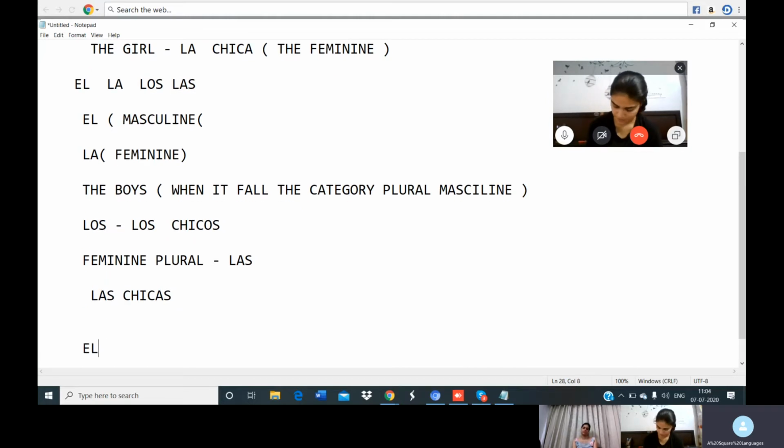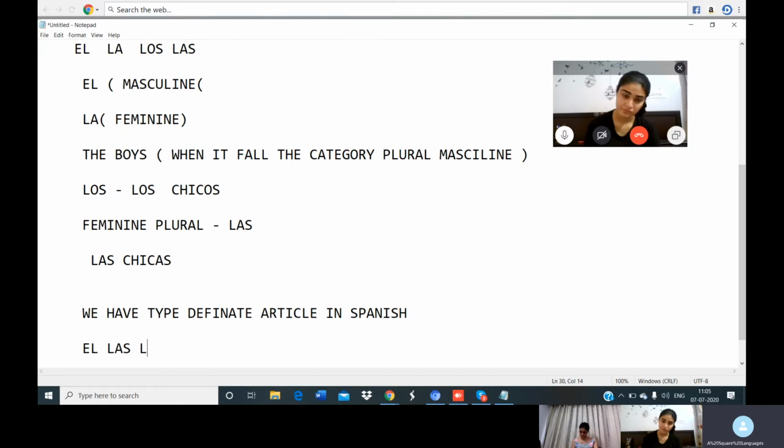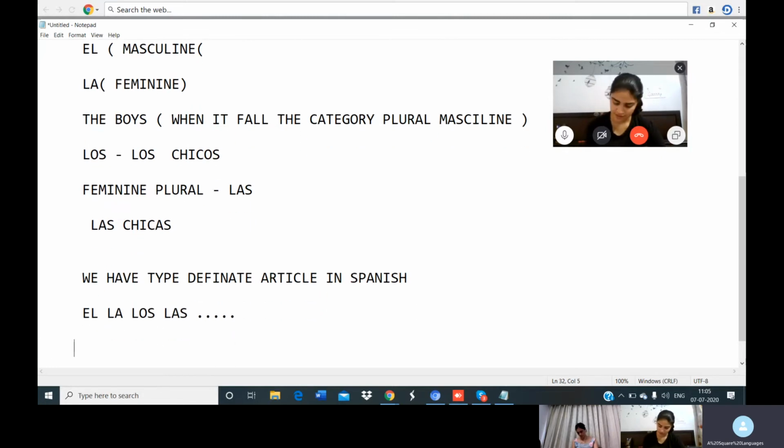So basically we have four types of definite articles in Spanish. What are they? El, la, los, and las. Is it clear to you, señoras? Yes, sir. Okay. Now, if we move to the next pattern, that can be an indefinite article.